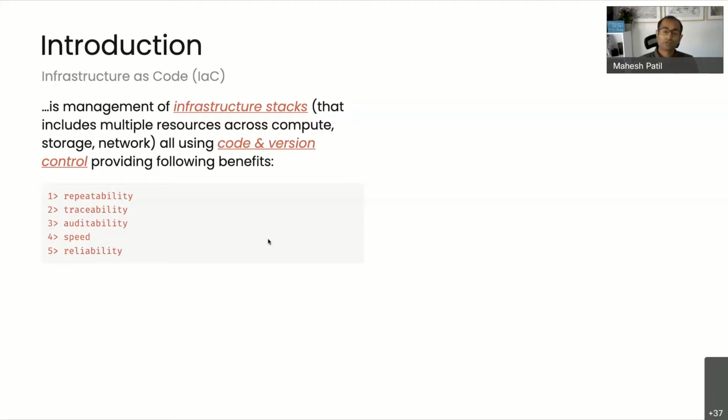So if you're maintaining your resources in code, it's easy to apply and faster to apply, which then improves the reliability of the system. So these are the main benefits I see of using IaC and what IaC is.